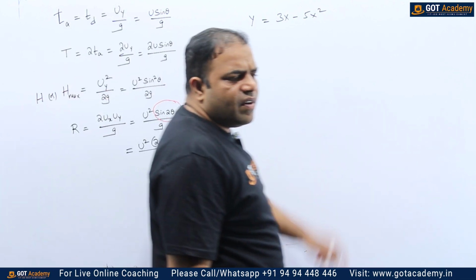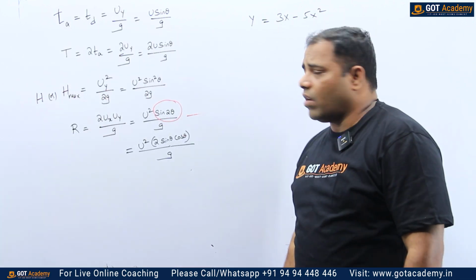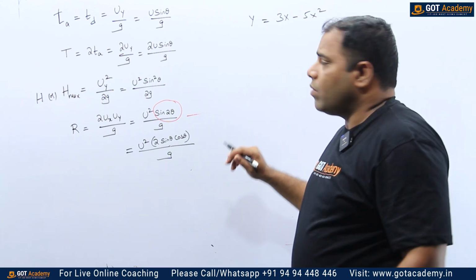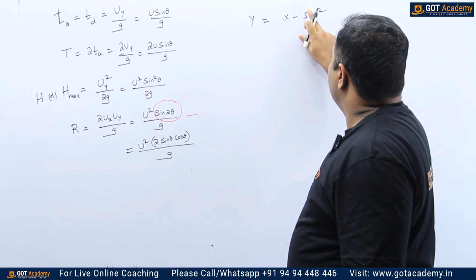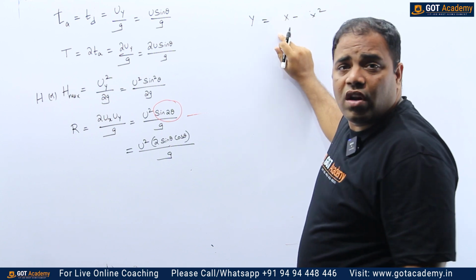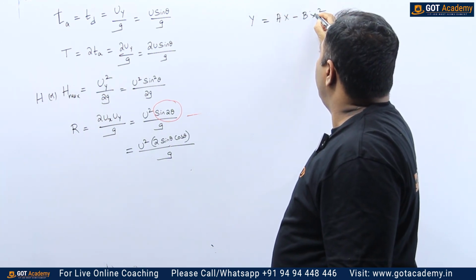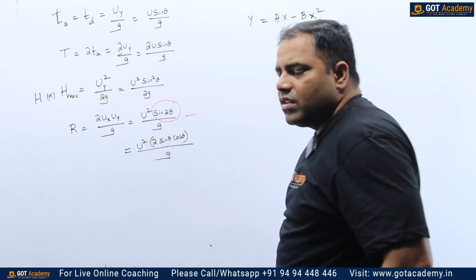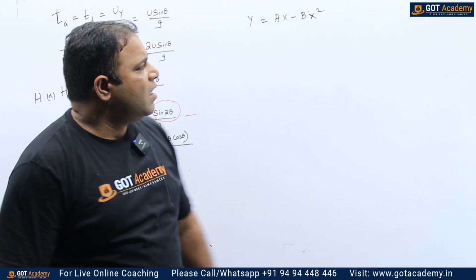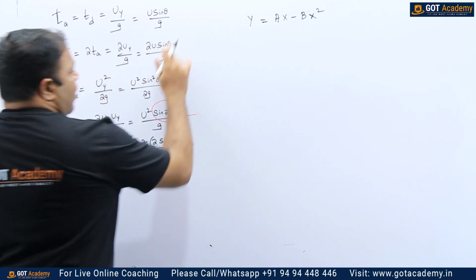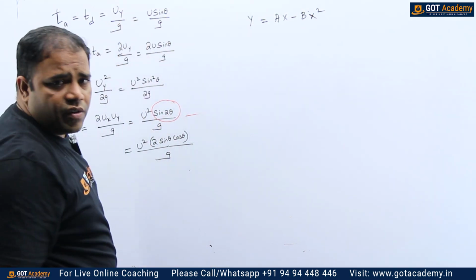By looking at this, many people will get confused. How to solve? Okay, I will tell you that logic now. These things that I am discussing now are out of your books. So, y is equal to ax minus bx square. This is the model that you get. Now, we have to find out all these things.